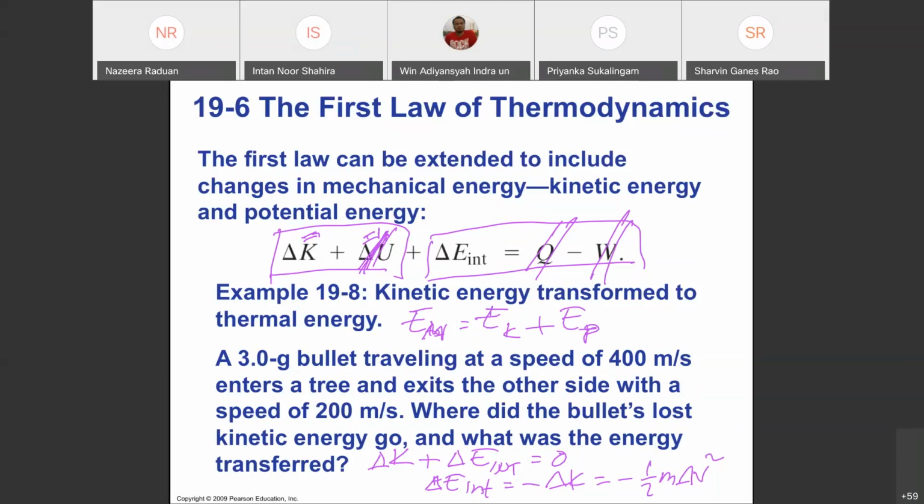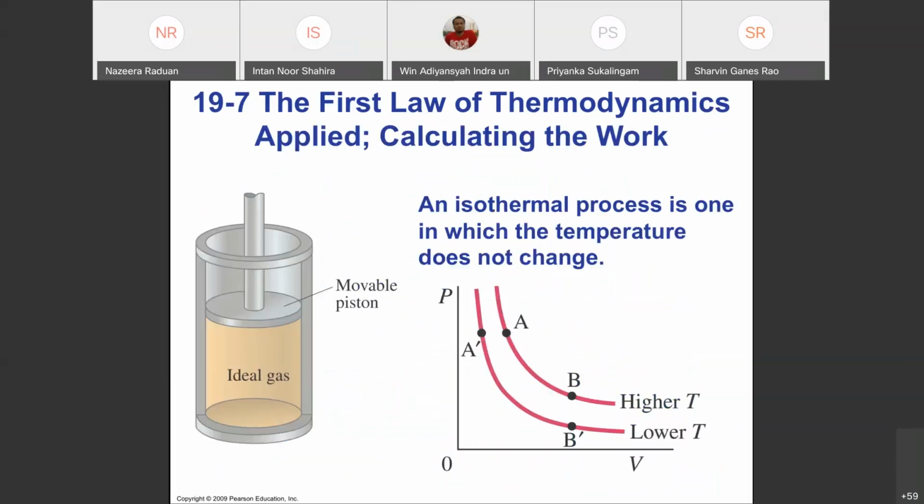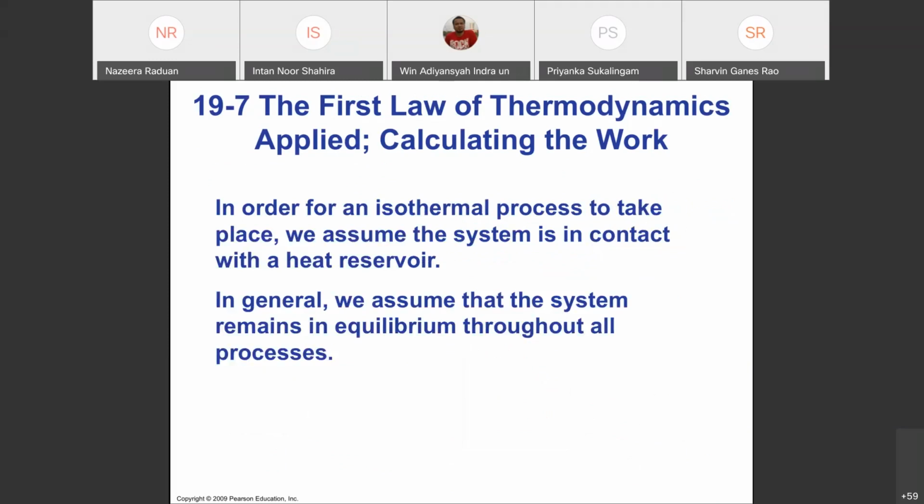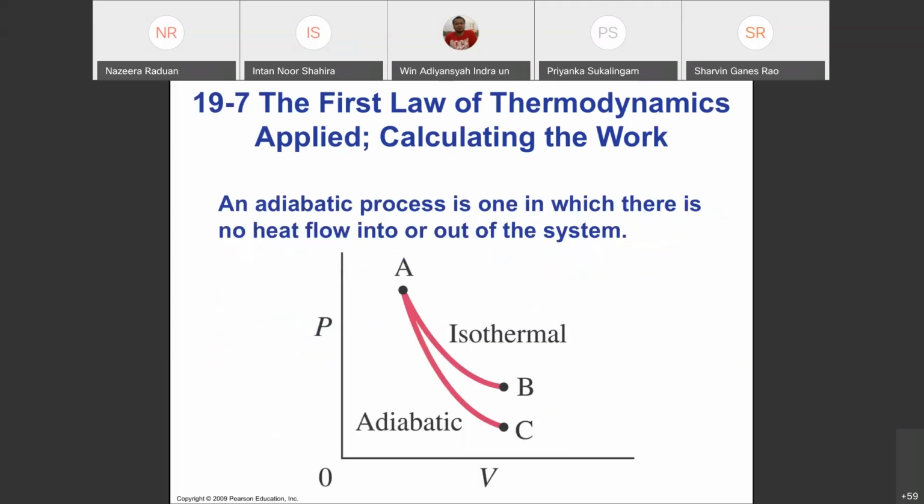Okay, this is just terms. Isothermal means temperature is constant, it's not changed. An isothermal process is one in which the temperature does not change. If you see here, the graph is pressure against volume. There's another term, adiabatic, in which there is no heat flow into or out of the system.